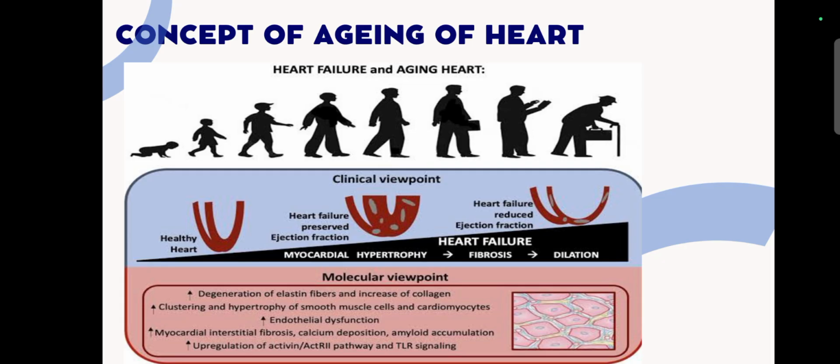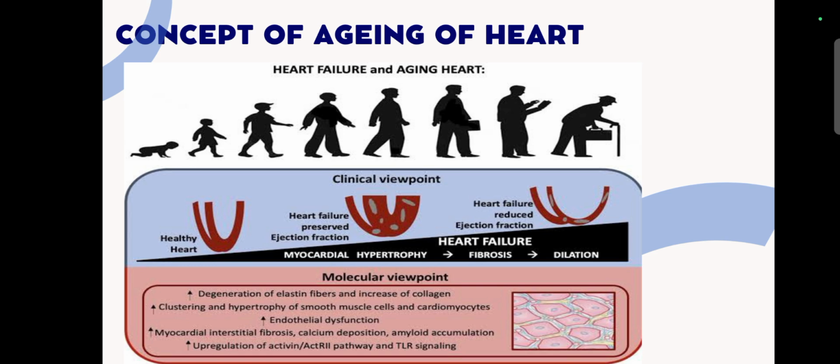Then further, as we age, the clinical viewpoint of how age affects the heart is that as we advance in the aging process, myocardial hypertrophy takes place, which leads to fibrosis of the heart muscles, and lastly dilation.